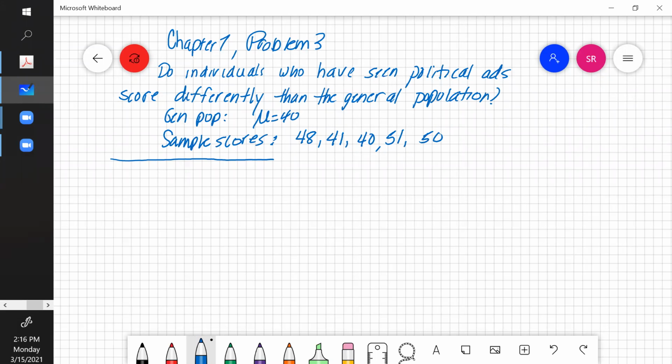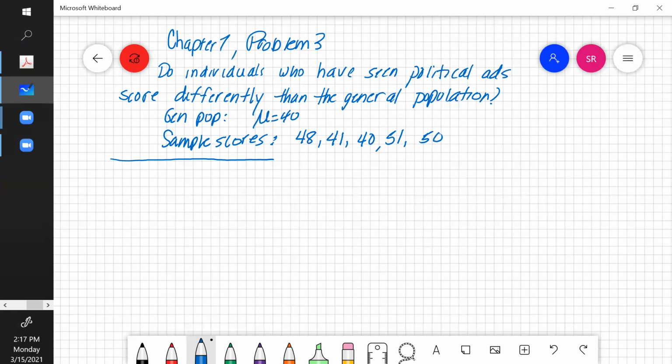This is Chapter 7, Problem 3, a worked out example. The information in your book can be summarized in this sentence. The question being asked is, do individuals who have seen political ads about a certain topic score differently than the general population? We are told that the general population has a mean score of 40, and that's the number of answers correct on the test they took about this particular issue.